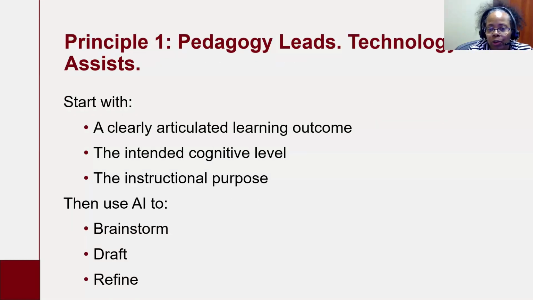The first principle is about starting in the right place. Instructional purpose comes first. The tool comes second. Clarity about the learning outcome and the level of thinking shapes the task. AI can assist with drafting and refining, but it follows the instructional goal. That leads us to principle number 2.